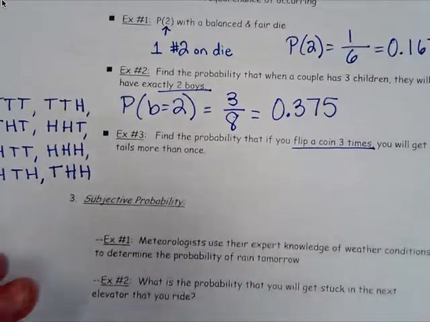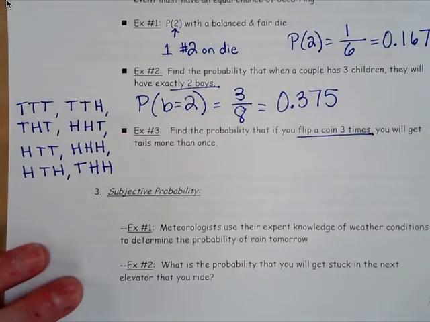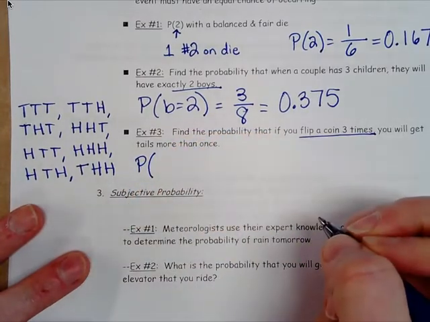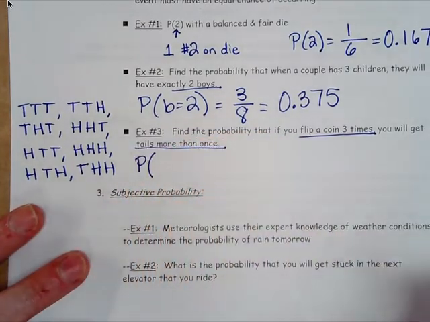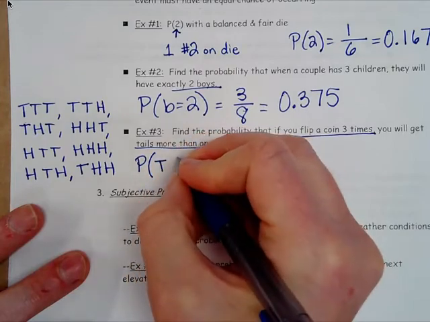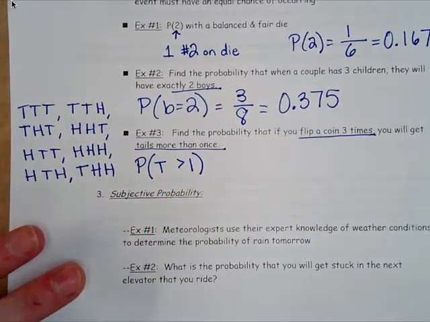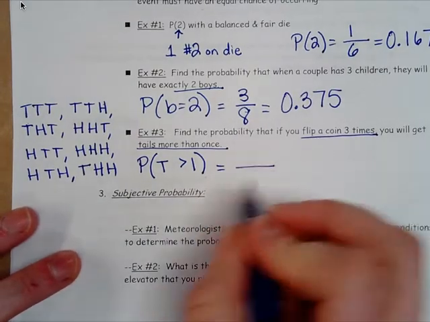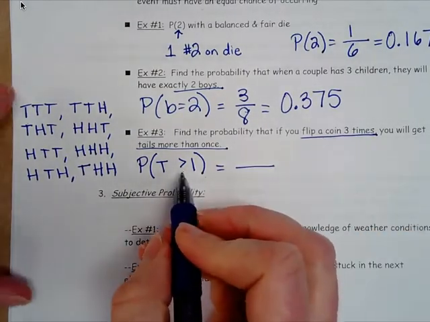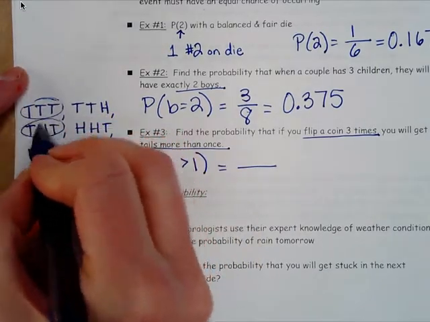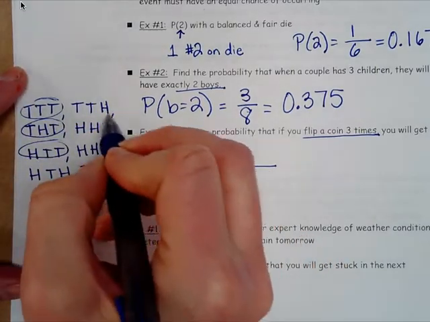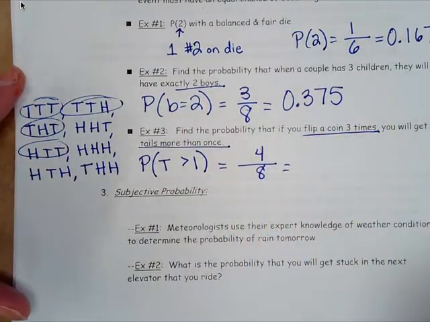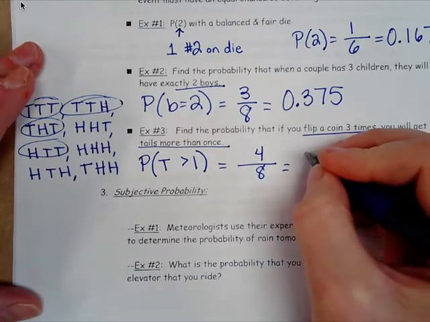So let's write what the probability notation would be. So probability, you will get tails more than once. How can I write tails more than once? T greater than 1. Yep. So let's look. How many have tails more than 1? 4 out of 8. And then what does that equal? 0.5.